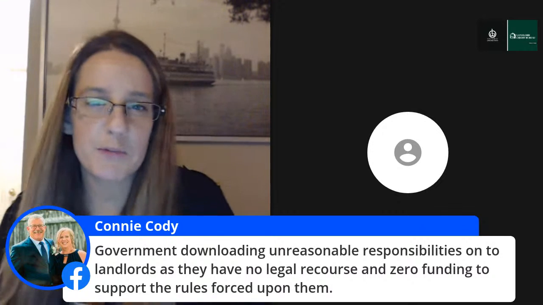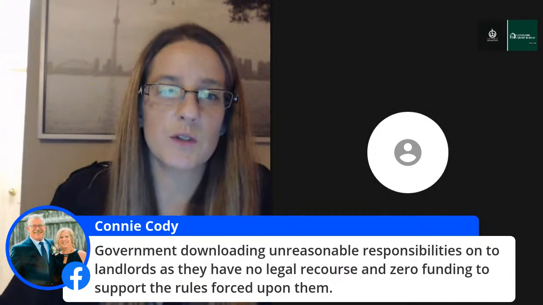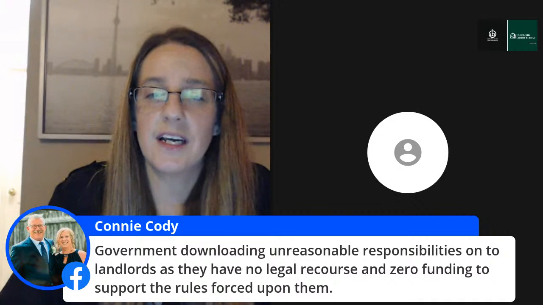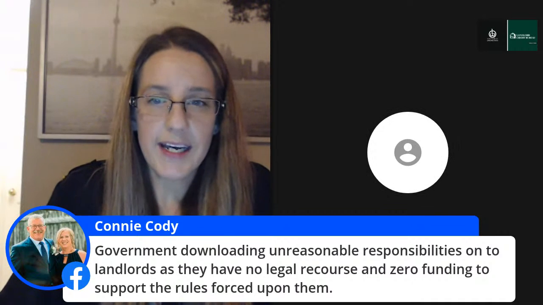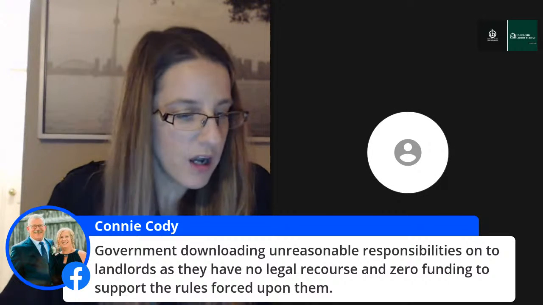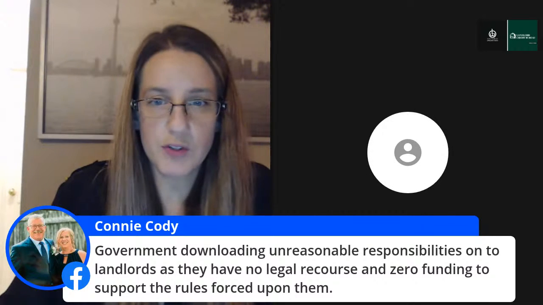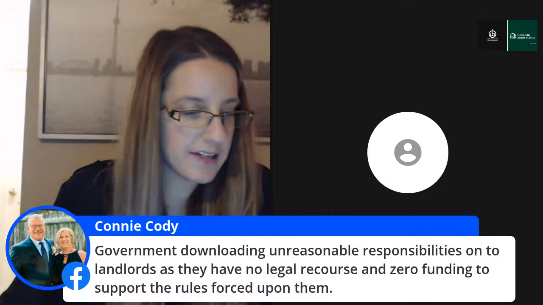Government downloads unreasonable responsibilities. The landlord says they have no legal recourse or zero funding to support the rules imposed upon them. Yes. Now, we've got the Landlord and Tenant Board on the 8th. Obviously, we're not happy with the concept that they can choose to delay the eviction.